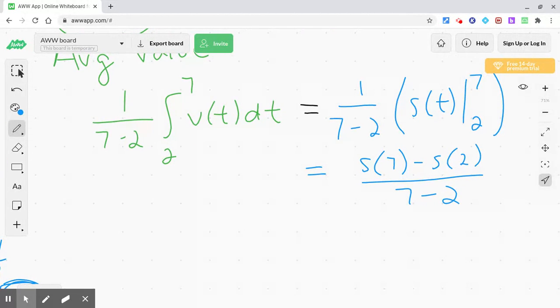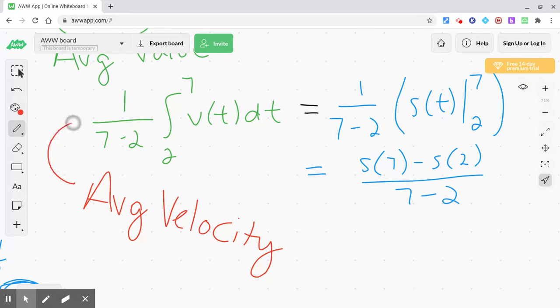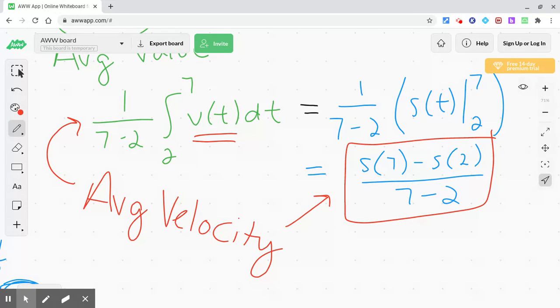That means that both of these two things are equal to my average velocity. This used an integral and the velocity function to get to my average velocity, whereas this guy, this is what we used before to get to average velocity. Change in position over change in time. That's exactly how we found the average velocity of a function, or average rate of change, way back when in the beginning of the year.